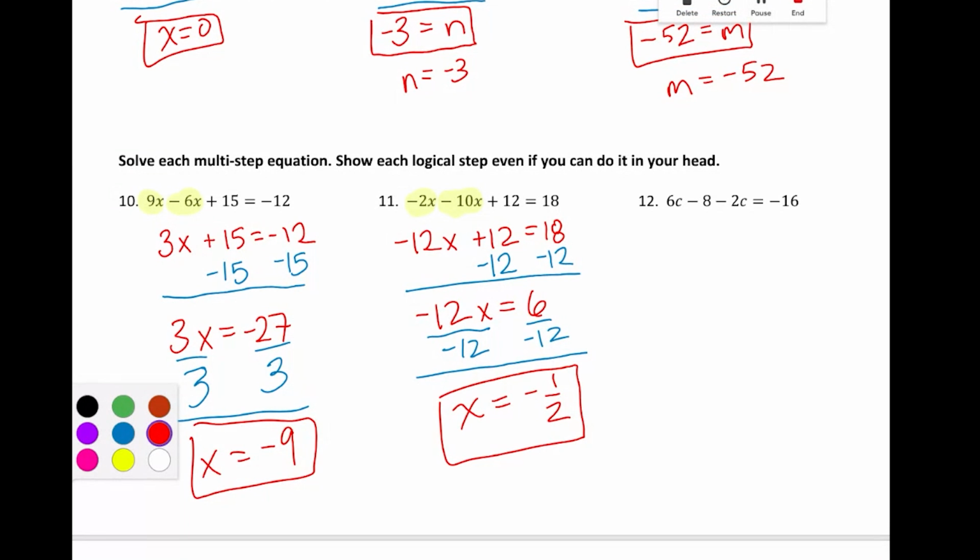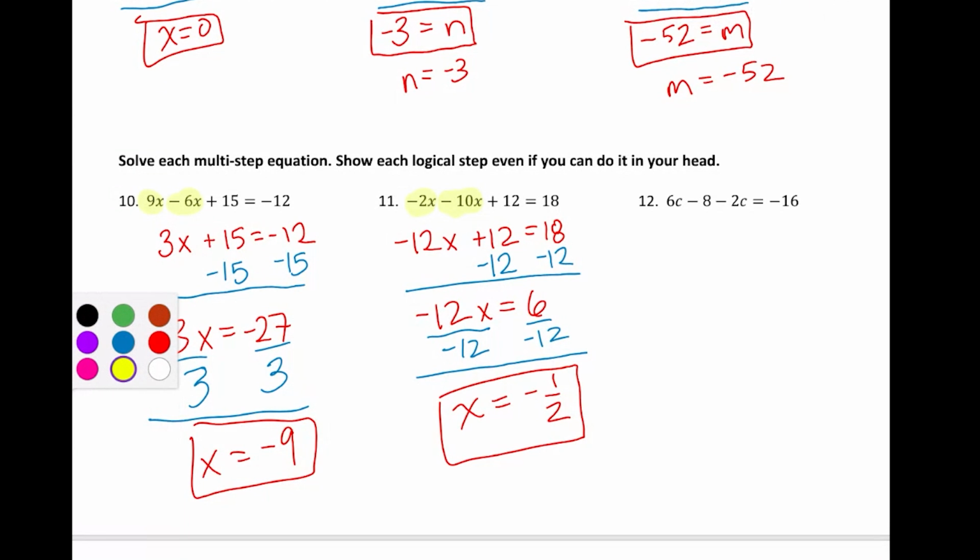Number 12, once again, we've got two like terms. 6c minus 2c. Notice they're not next to each other, and that's okay. You've got to look at the whole expression on the left-hand side of the equation. Whether or not they're next to each other doesn't matter. You can still combine them like we did the other two problems. So 6c minus 2c is 4c. So 4c minus 8 equals negative 16.